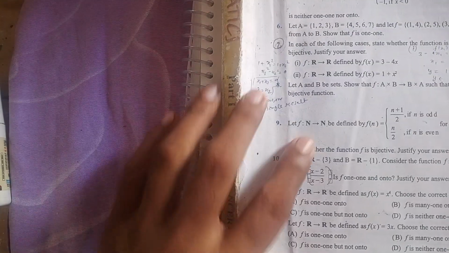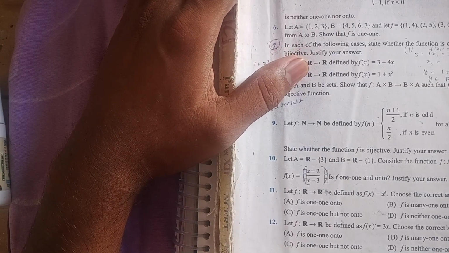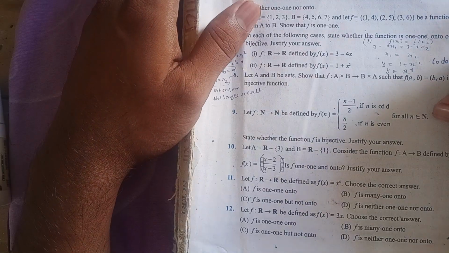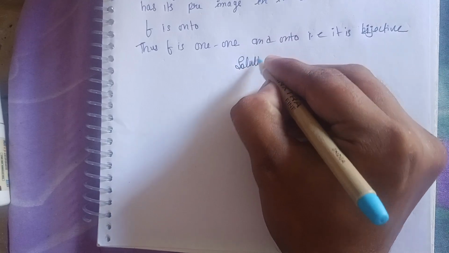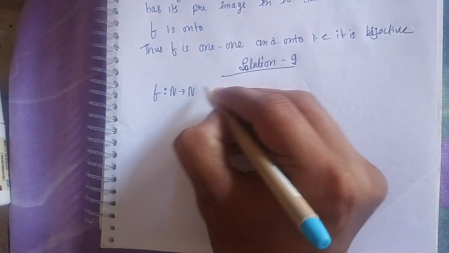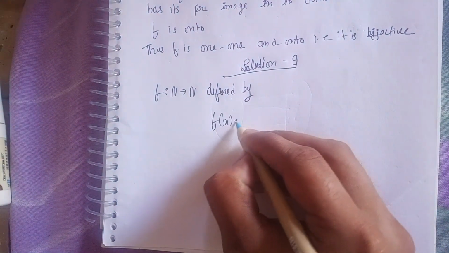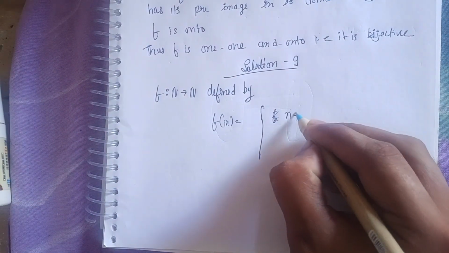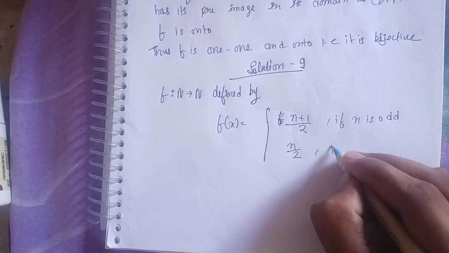Question number 9. Let f from N to N be defined by f(n) is equal to (n plus 1) upon 2 if n is odd, and n upon 2 if n is even, for all n belonging to the natural numbers, that is capital N. Now we are going to solve question number 9. Solution: f from N to N is defined by f(n) equal to (n plus 1) upon 2 if n is odd and n upon 2 if n is even.